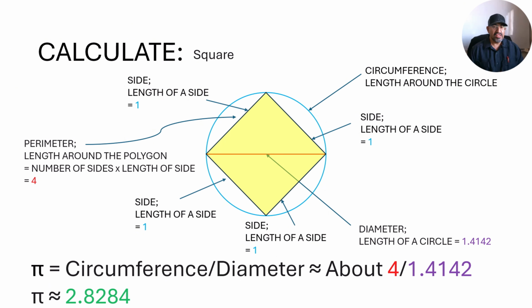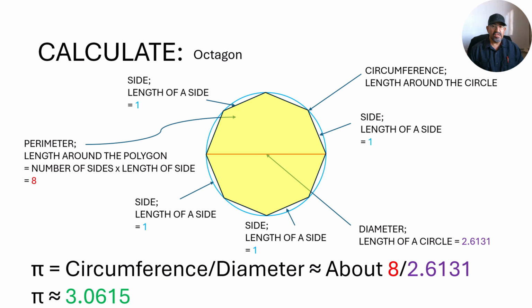Let's go ahead and increase to 8 sides. Okay, now you're starting to see the circle is starting to take shape. It's still not accurate because you can still see a gap between the circle and the polygon. But if we do the math, we end up with pi equal to 3.0615.